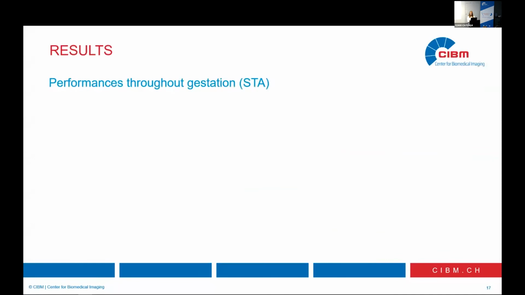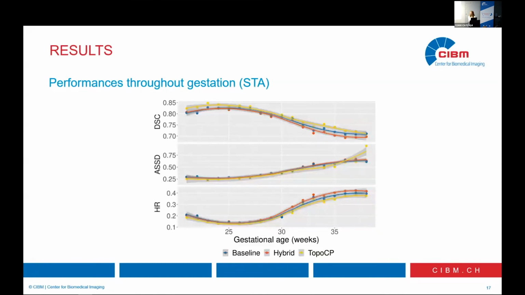As I was saying before, we can also perform a gestational age based analysis. So this is with the atlas, where the first observation is that between about 23 to 30 weeks of gestation, we have much better segmentation performances, and also all the methods are quite equivalent. We have two hypotheses for this. The first one is that this is the gestational age range that is the most represented in the training set.